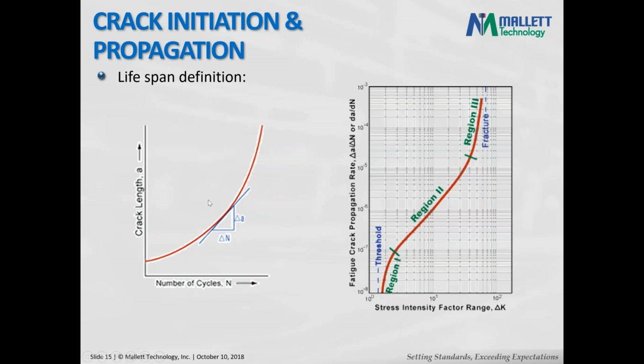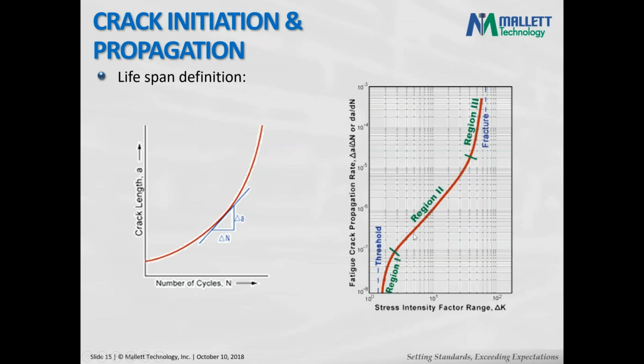Now, what we do in fracture mechanics is take this curve and convert it to the curve on the right-hand side. That's the fatigue crack propagation curve, delta A divided by delta N, usually on a logarithmic scale. So we take the data on the left-hand side and convert it to this type of plot on the right-hand side. On the vertical axis, we put delta A over delta N, and on the horizontal axis, we put the stress intensity factor range, delta K.